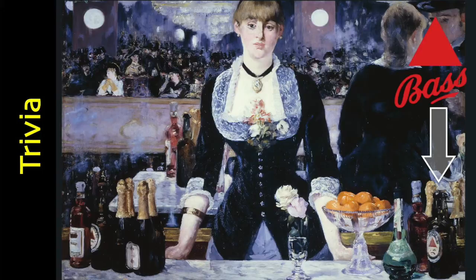Now for some brand trivia. In 1876, after the United Kingdom passed the Trademark Registration Act, Bass Ale registered its red triangle and became the first trademarked brand in the world. In addition to being the first trademark, Bass's trailblazing history includes the world's first product placement in its appearance in Edouard Manet's 1882 masterpiece, A Bar at the Folies Bergère.